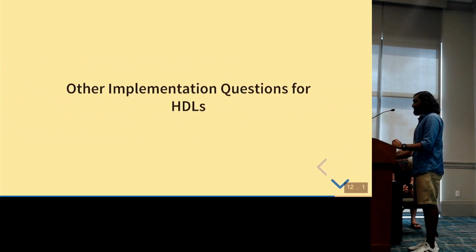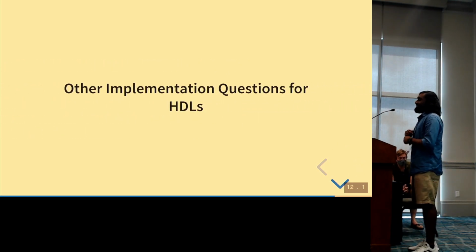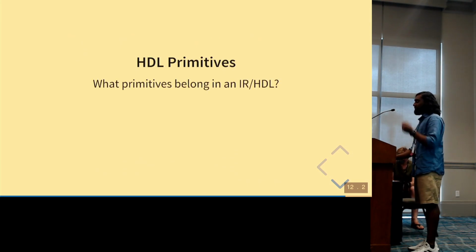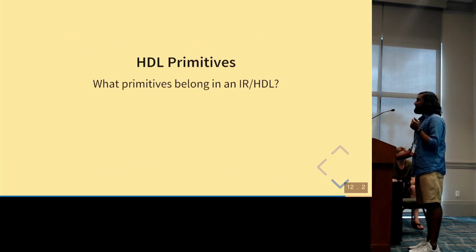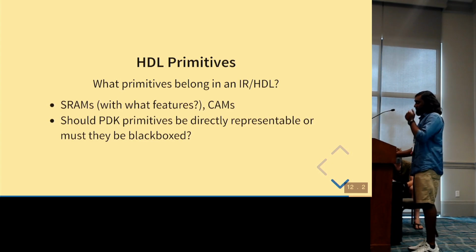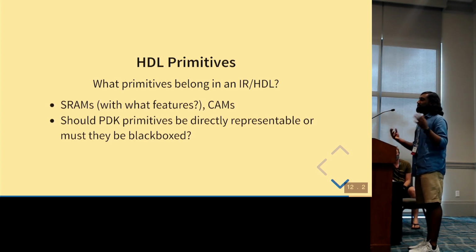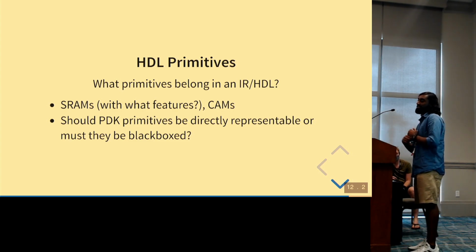So in my last 2 minutes, I just want to discuss, one slide each, other implementation questions for HDLs that I think we should investigate. So one question is, which primitives actually belong in an IR or HDL? One common issue is you have specialized SRAMs or CAMs in a given process. How should we model those? Should they be modeled as primitives in the IR? Should they just be regarded as black box things that can only be simulated in Verilog simulation? Or should we try to model all the intricacies of these things inside the HDL IR itself?